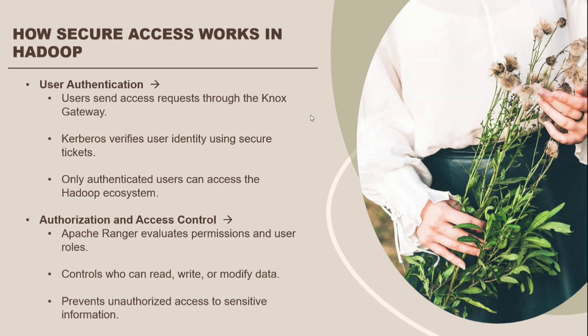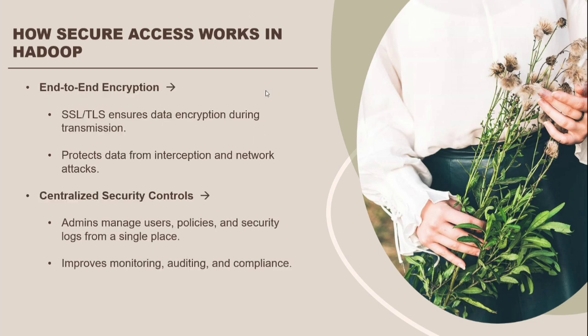Next, Apache Ranger checks what permission the user has. For example, whether the user is allowed to read, write, or modify a particular data resource. If the permission doesn't match, access is denied immediately. And along with this, Hadoop also uses SSL or TLS to encrypt the data while it travels over the network. This ensures that even if someone intercepts the data, they cannot read it.